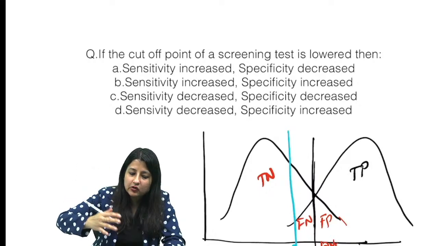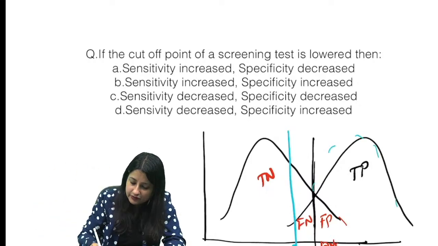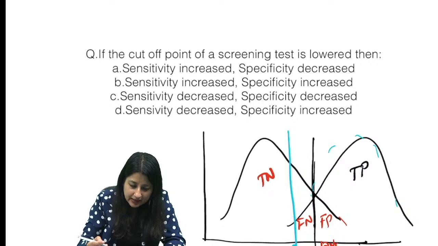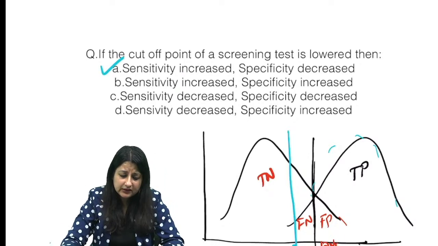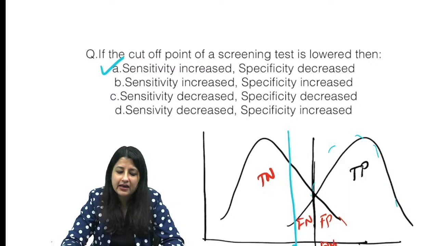So अगर मैं cutoff lower कर दूंगी तो ज्यादा people fall करेंगे उस range में, मतलब TP बढ़ जाएगा. What did you mark everybody? Sensitivity increased, specificity decreased. Okay, everyone?